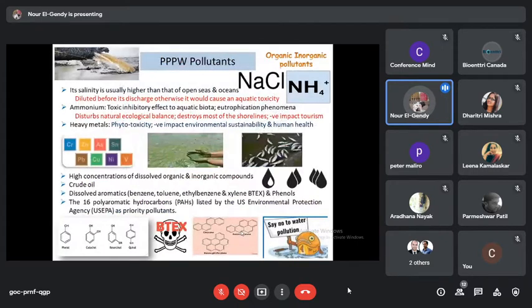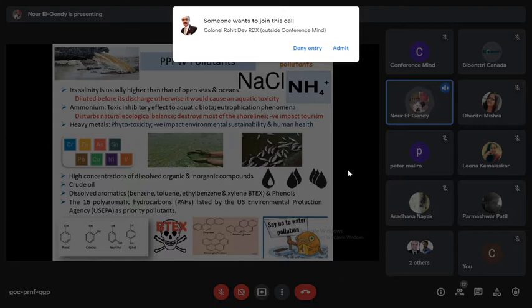What are the contaminants coming out with this water effluent? It is highly saline, usually higher than that of open seas and oceans. So you cannot dispose of it directly to the open water streams, otherwise it will have a very bad effect on the aquatic environment. So it should be diluted before it's discharged. It will consume another huge amount of water, and all over the world now we suffer from water scarcity. And we should save our own water resources.